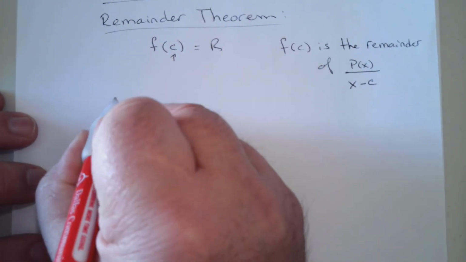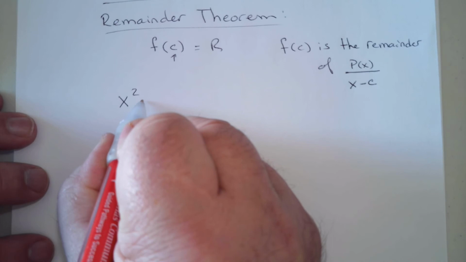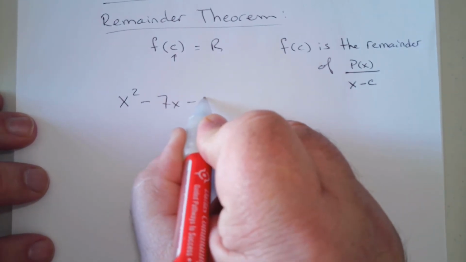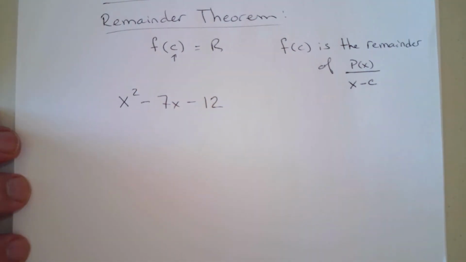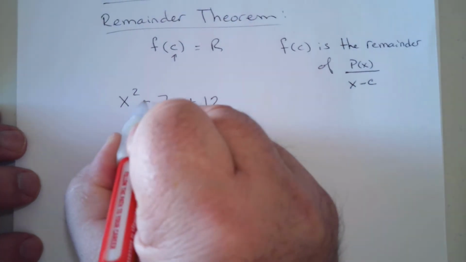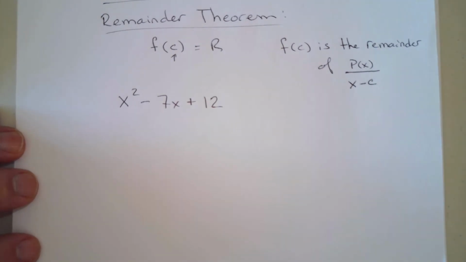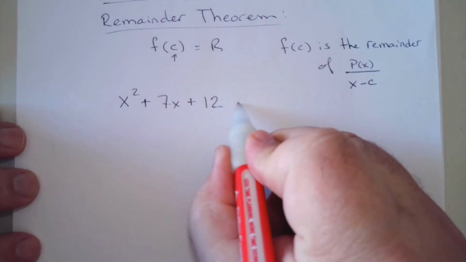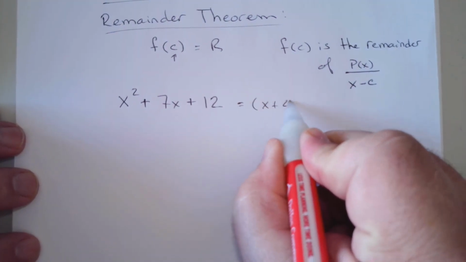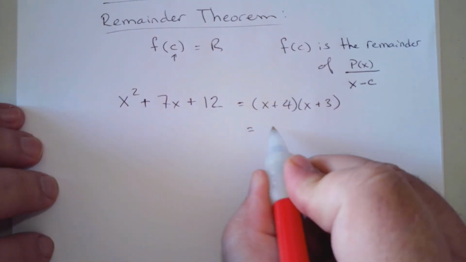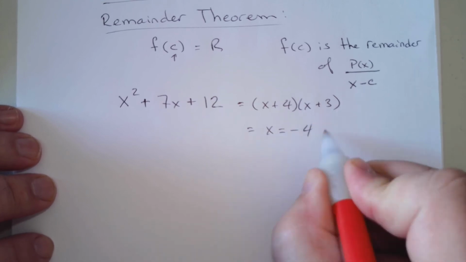So for example, x squared minus 7x minus 12. Well, now let's do the same one we just had. We know the factors are x plus 4, x plus 3. The zeros are negative 4 and negative 3.